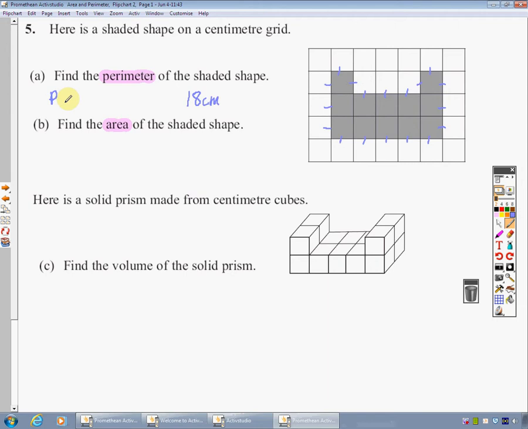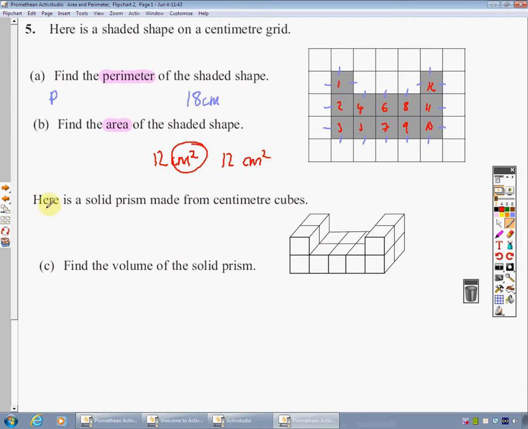The area of the shape is the number of squares it covers. So in this case, I'm going to just swap colour pens for you and say 1, 2, 3, 4, 5, 6, 7, 8, 9, 10, 11, 12. Answer 12 centimetres, but they're squares. You must put those units in, centimetres squared, 12 centimetres squared, because if you don't put that in, you may lose a mark for not having put the units in.